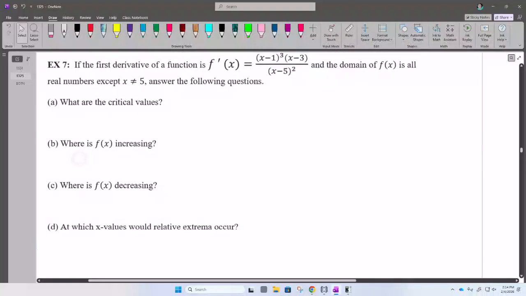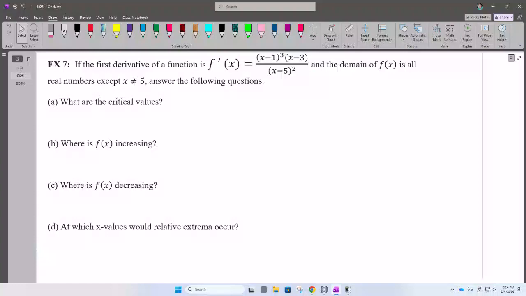Okay, so example 7. I'll look at what it's asking: critical values, increasing, decreasing, relative extrema, and I know it's dealing with the first derivative test. So, first thing I always do, what's the very first thing I do? Find the domain of the original function.